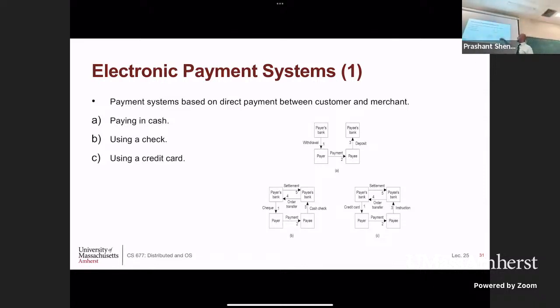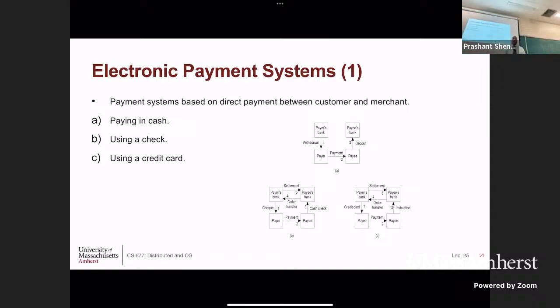There are 3 pictures here that show you how cash, checks and credit cards work. Cash is very simple. You go to an ATM, you withdraw cash from your bank, you go to a store, you pay them, and they deposit it in their bank. That's how money flows back. But the transactions are anonymous.